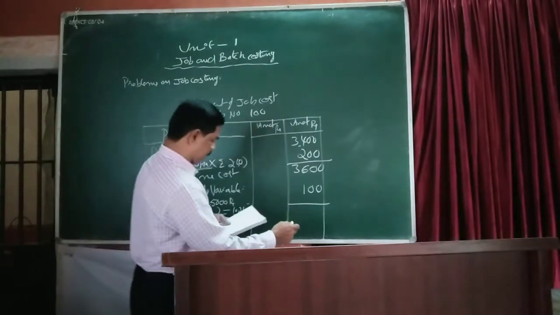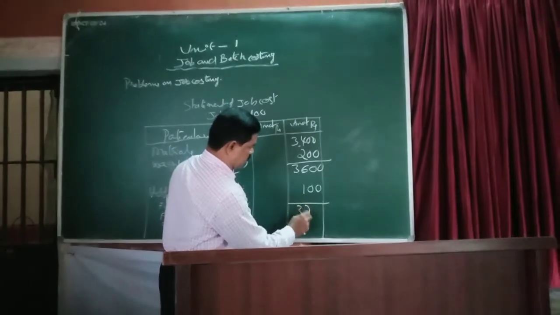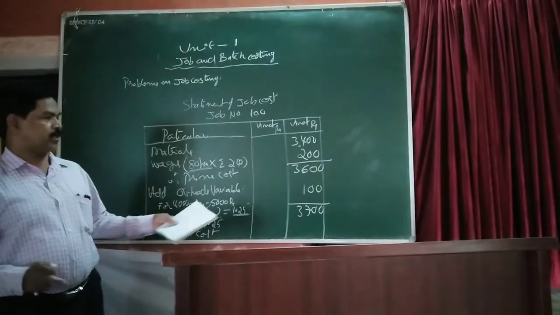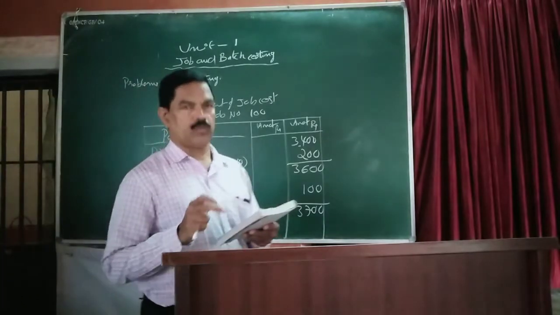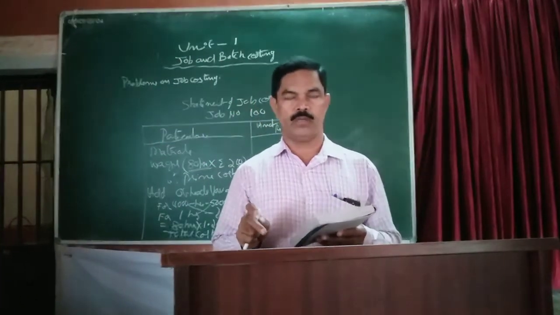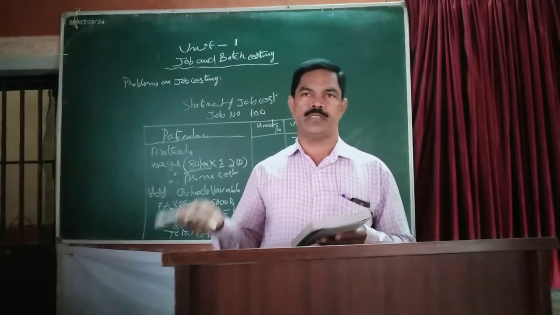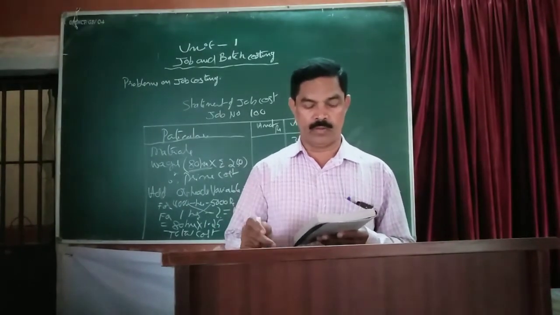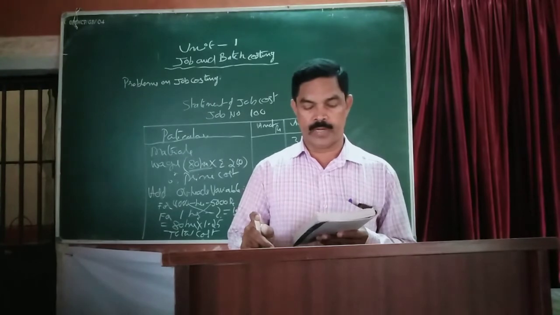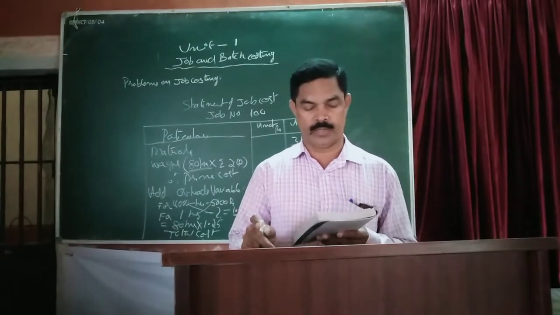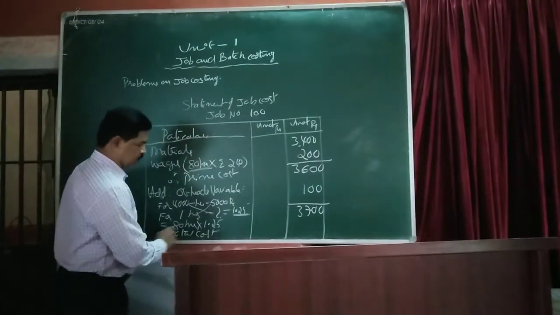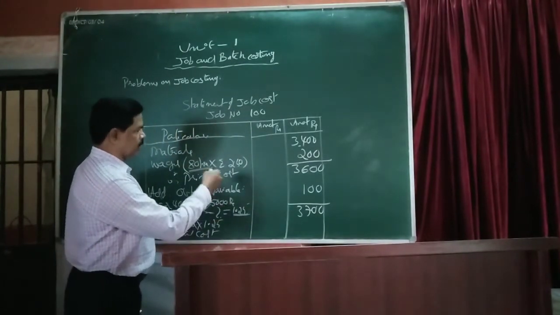Total cost is 3,700. So here we got the total cost. Now to calculate the profit or loss, we know that selling price minus total cost is equal to profit or loss. Here bill amount for job number 100 is 4,200. So this is the total cost. So you can continue this.